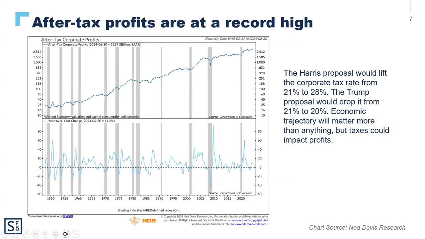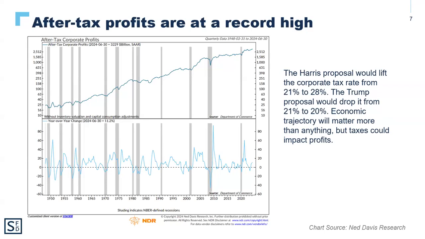So let's look at potential impacts here from a market perspective and to corporate earnings. This chart here is showing after-tax corporate profits. And what we can see in the top clip is that profits net of tax are at a record high. They've grown a little over 11% year over year using data through Q2. Now, the Harris proposal calls for a jump in the corporate tax rate from 21% to 28%. The Trump proposal would drop it to 20%.